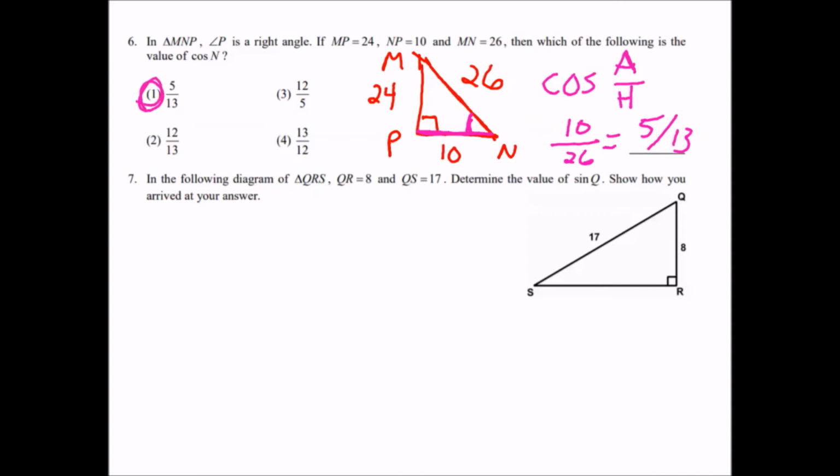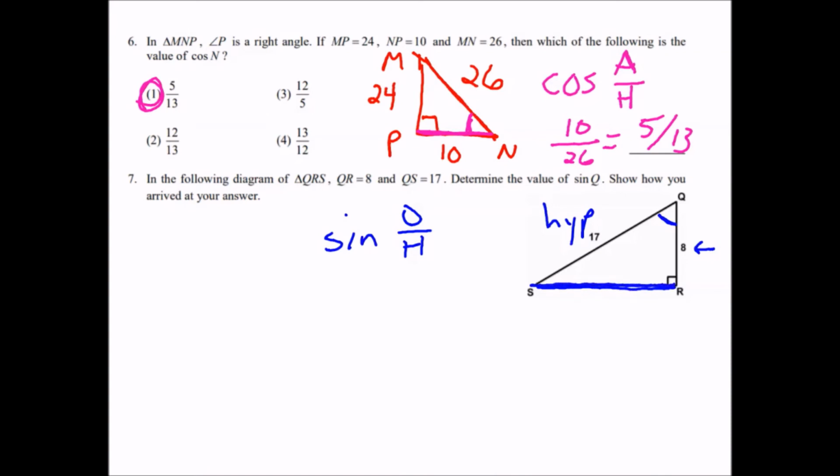In the following diagram of triangle QRS, QR equals 8, QS equals 17, determine the value of sine of Q. Show how you arrived at your answer. So our reference angle is Q. Now for sine, we need opposite over hypotenuse. Well, we have the hypotenuse, it's 17. But this 8 is actually the adjacent side to angle Q. So we need to find SR.